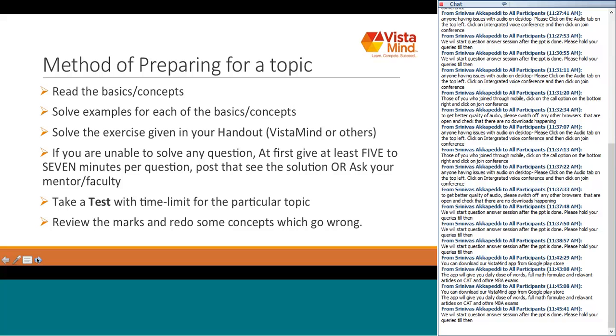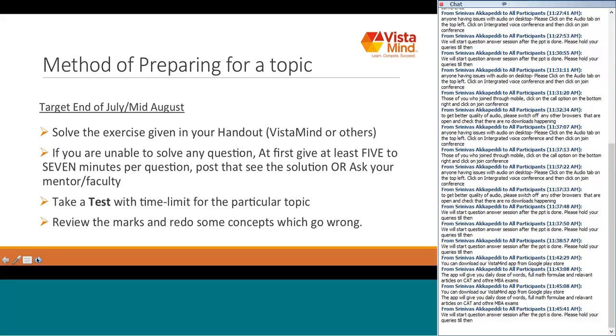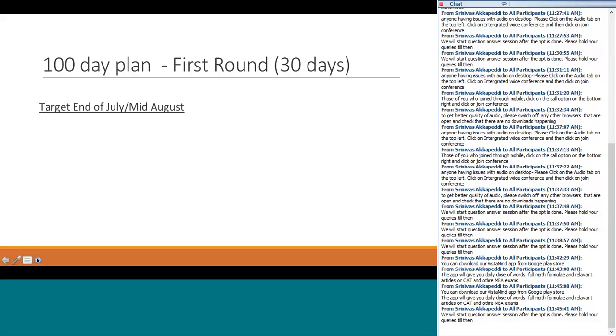So do not despair if you are bad in quant. You will spend more time in quant for preparation. Somebody else who is supposedly good in quant will spend less time there, but he has to spend time elsewhere in the verbal area. Okay, keep that in mind when we go into the next one. So I have made a 100-day plan for you. It could be 120.